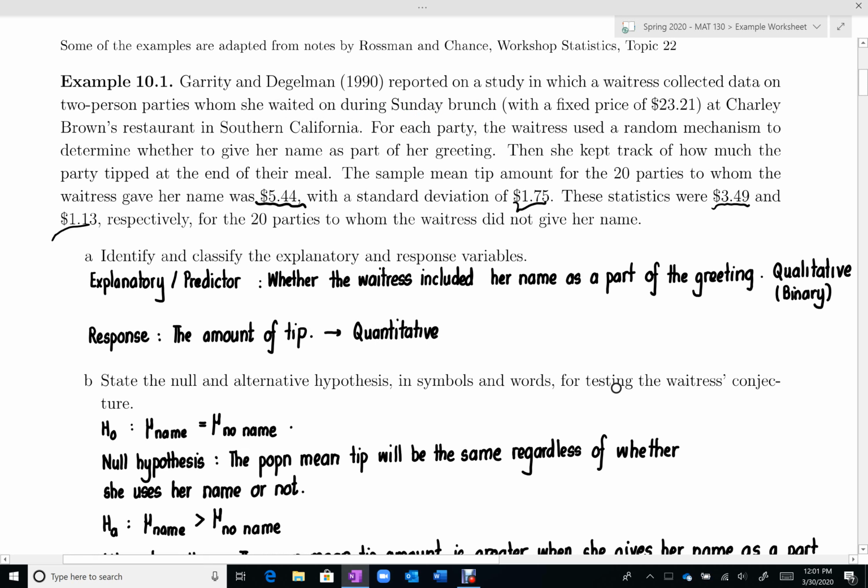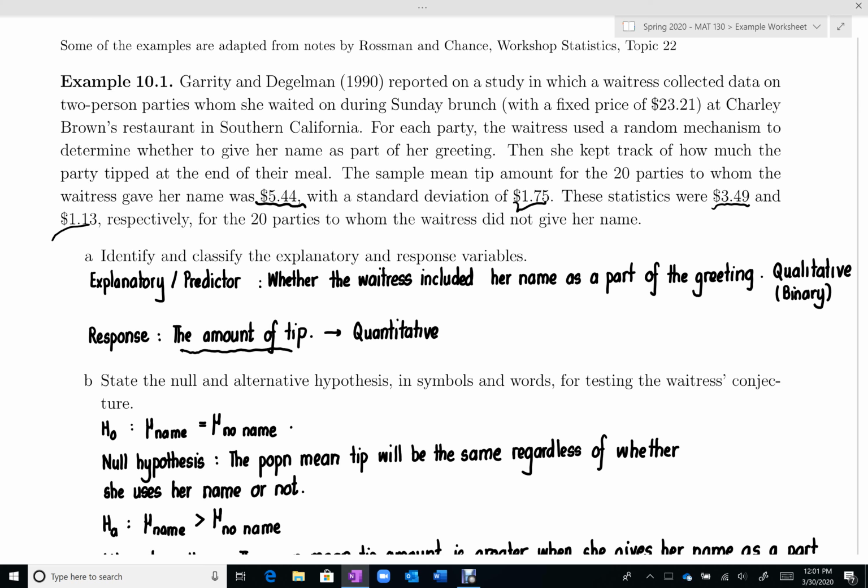All right, so the first one asks us to identify the explanatory and the response variable here. So the response variable in this case is going to be the amount of tips she received, and the explanatory or the predictor variable is whether the waitress included her name as a part of the greeting.